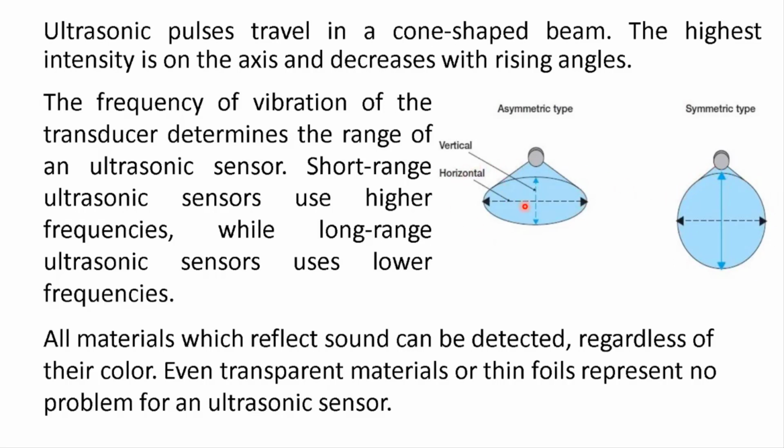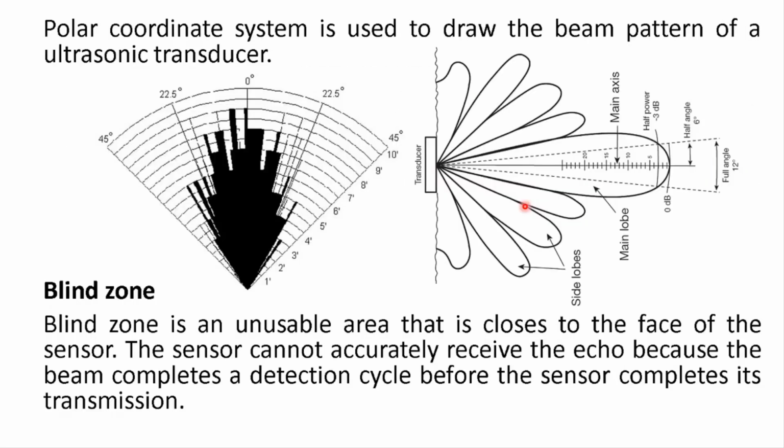The frequency of vibration of the transducer determines the range of an ultrasonic sensor. Short-range ultrasonic sensors use higher frequency, while long-range ultrasonic sensors use lower frequency. All materials which reflect sound can be detected, regardless of their color. Even transparent materials or tin foils represent no problem for an ultrasonic sensor. Polar coordinate system is used to draw the beam pattern of ultrasonic transducer.